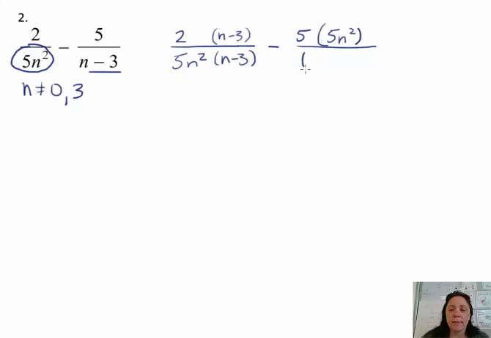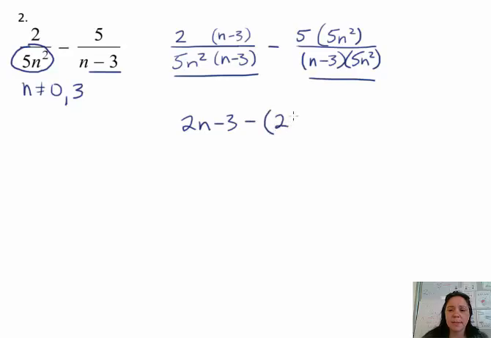We have our n minus 3 to start with, and then our 5n squared. That's going to give us a common denominator of n minus 3 times 5n squared. So let's multiply all of this out. I have 2(n minus 3) minus, let's remember our parentheses, 25n squared. In this case it won't matter because there's nothing to distribute to, over 5n cubed minus 15n.